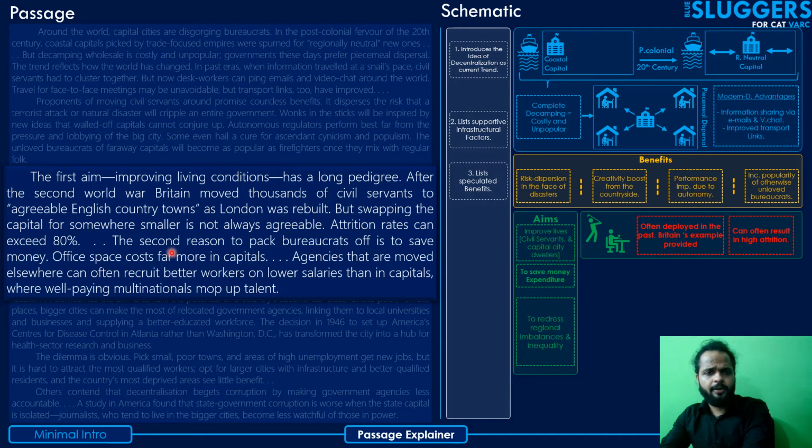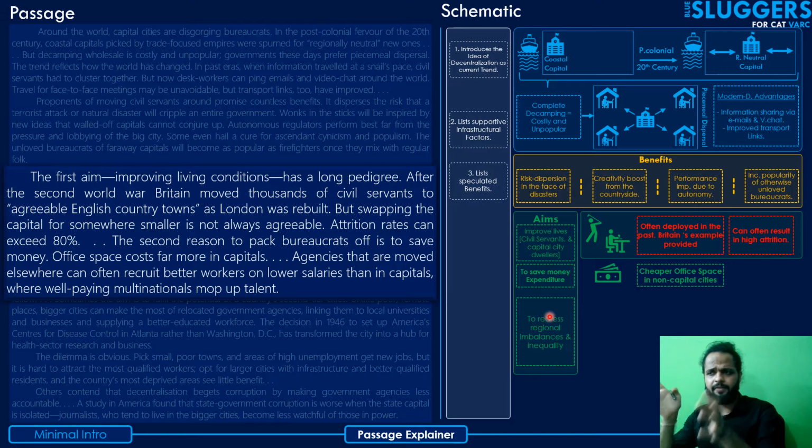Okay, next he talks about the second reason to pack bureaucrats off, which is to save money. And how? Office space costs far more in capitals. So far as capital cities are concerned, the real estate prices are really high, and hence office space will cost a lot. So if you have fewer people in the capital cities, obviously you need less space, so you can save some money.